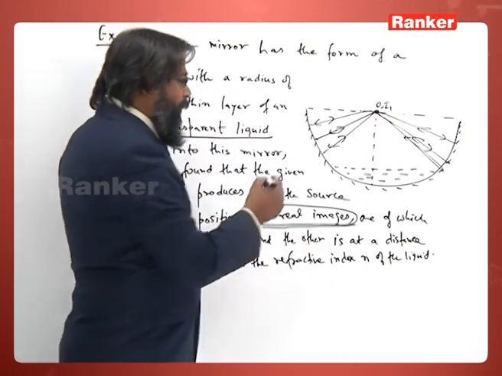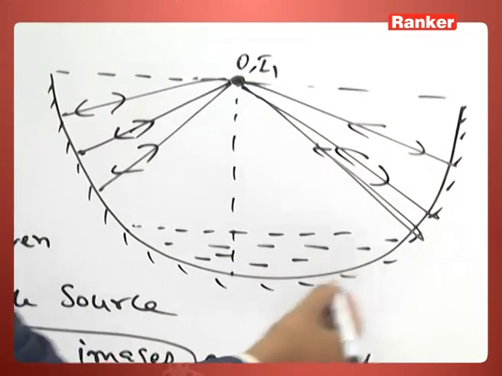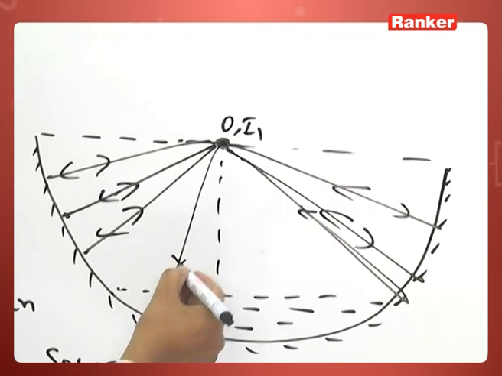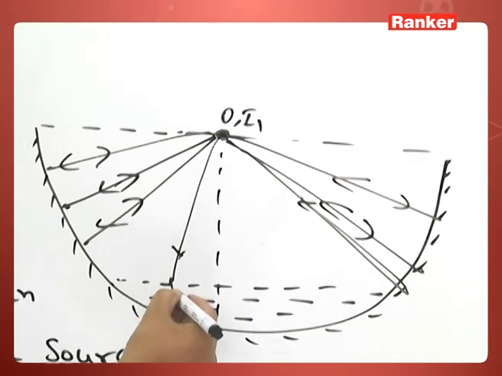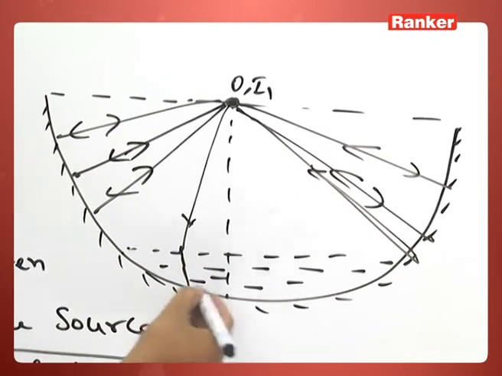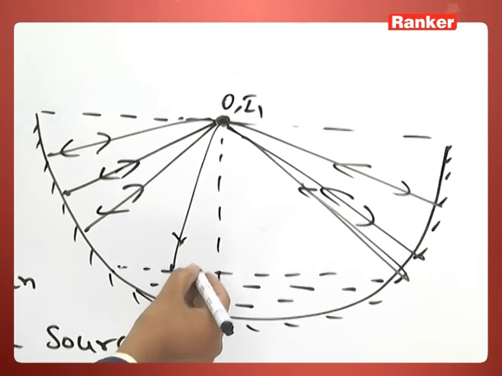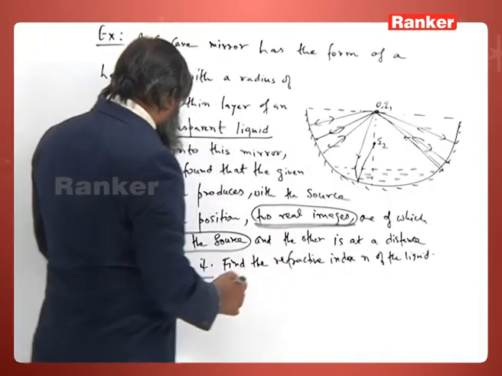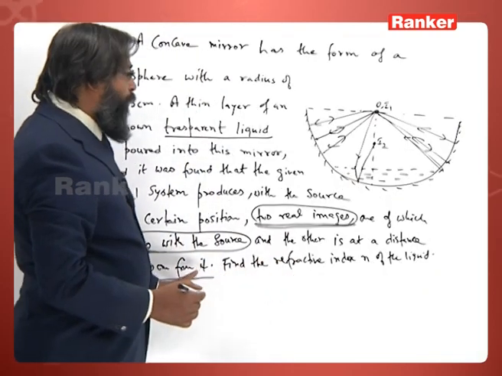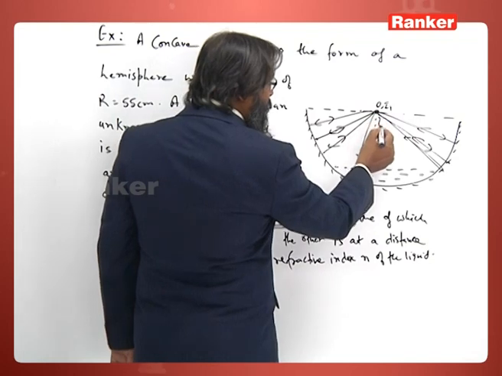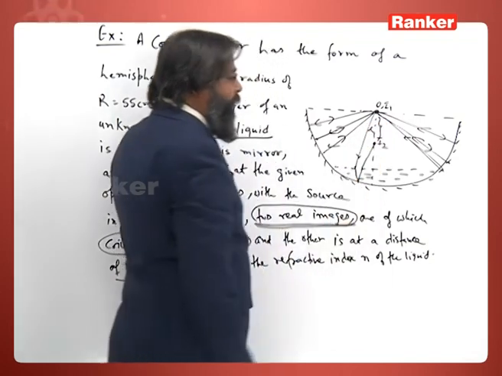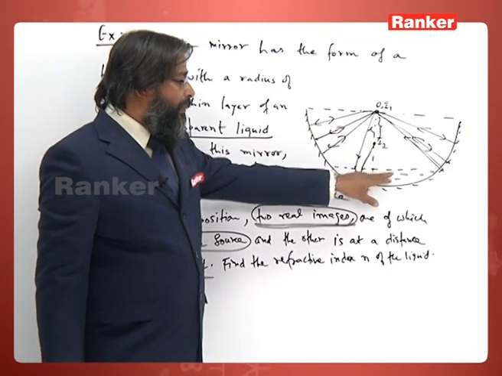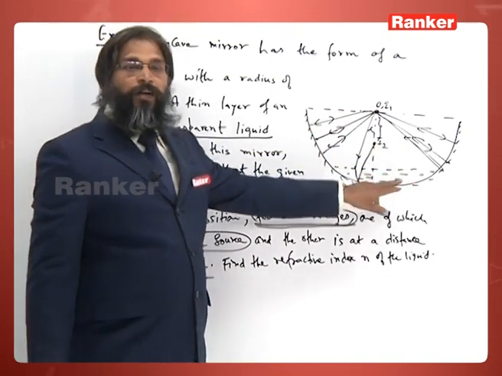Second image: now let us see that this portion of the mirror with the liquid is used. Any ray going like this refracts at this surface, then gets reflected, and then again refracts, and will form an image I2 which is said to be at a distance L from it. That means it is given that this distance is L. So if this is at L, then we have to calculate the refractive index of the liquid.